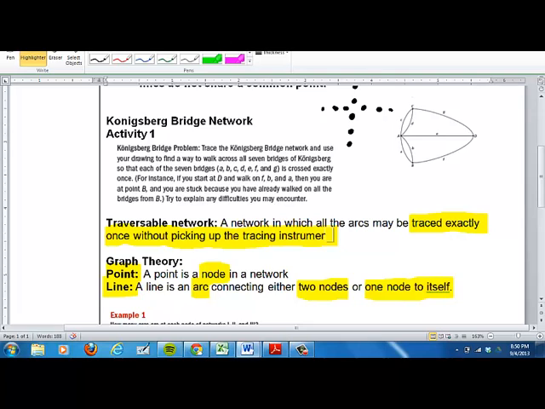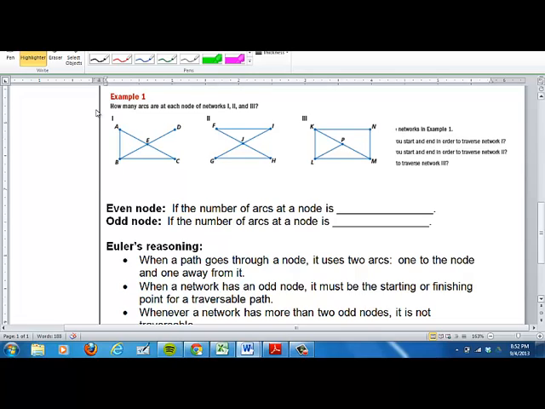He was able to come up with a theory that would help determine whether or not a network was traversable. One of the takeaways I want you to have here is that from graph theory, once again, we have a description of a point and a description of a line. By doing that, we're redefining this geometry. We'll get to this example 1 problem in a little bit, but before we do that, let's talk about how Euler came up with a solution to this problem.